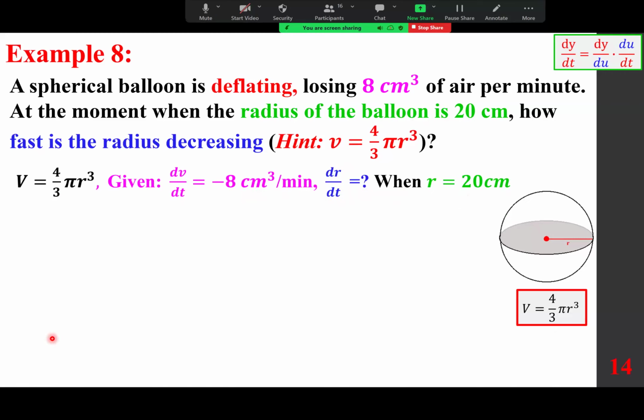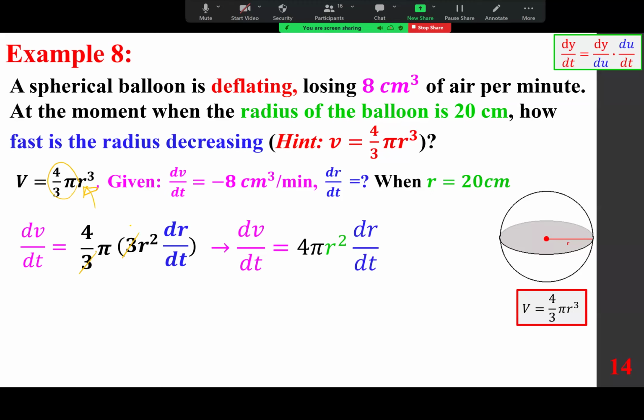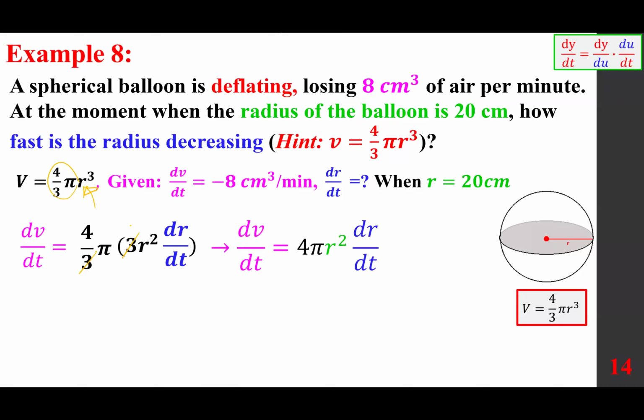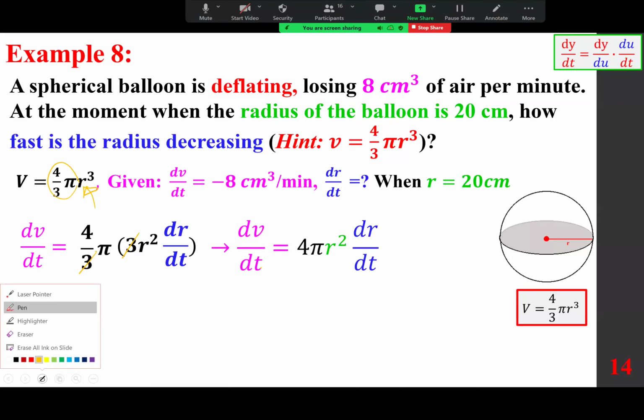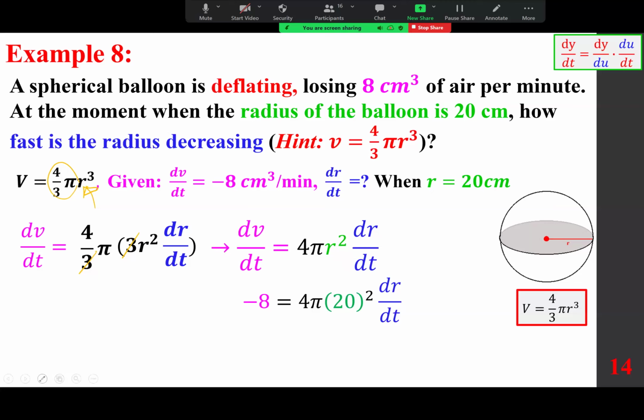We've already done that. Remember, 4/3 pi is a number, everybody. So dV/dt is 4/3 pi times now r cubed gives us 3r squared dr/dt. Therefore, dV/dt is 4 pi r squared dr/dt. We can solve for dr/dt or we can just plug in. So I'm going to just plug in, replace the dV/dt with negative 8. And r with 20. Twenty squared is 400 times 4 becomes 1600. So this is 1600 pi dr/dt. We're going to divide both sides by 1600 pi.